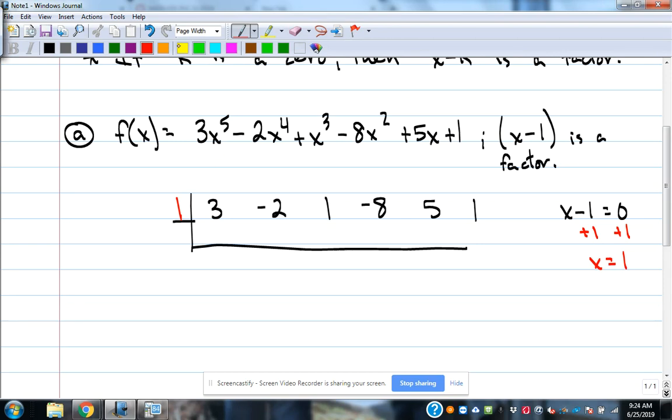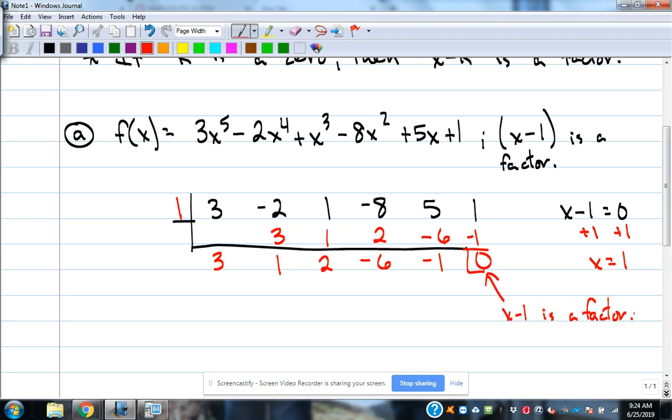All right. So first step, drop that 3 down, multiply. And then add. Multiply. Add. Multiply. 2 times 1 is 2. It's -6, multiply, -6, multiply, it's -1. 1 plus -1 is 0. That right there tells me that x minus 1 is a factor. So x minus 1 is a factor.